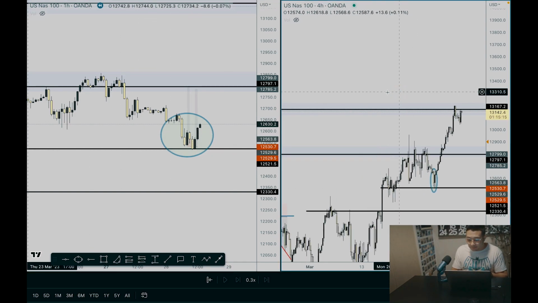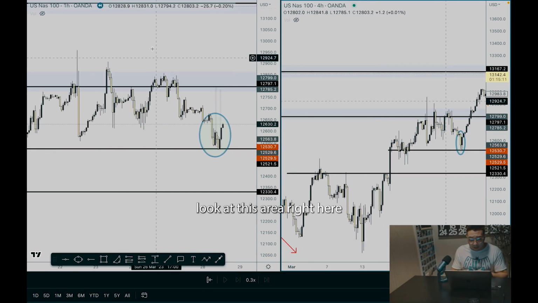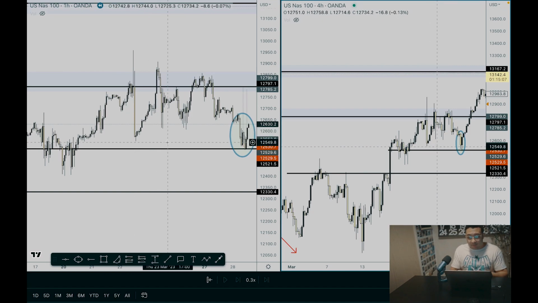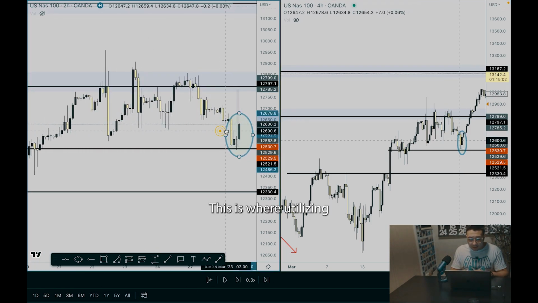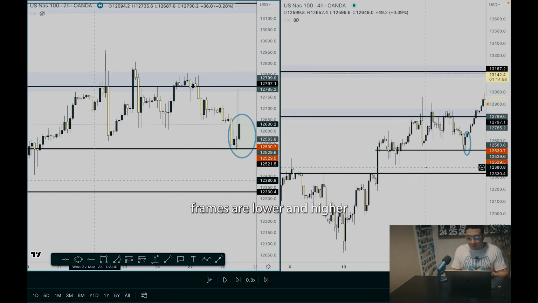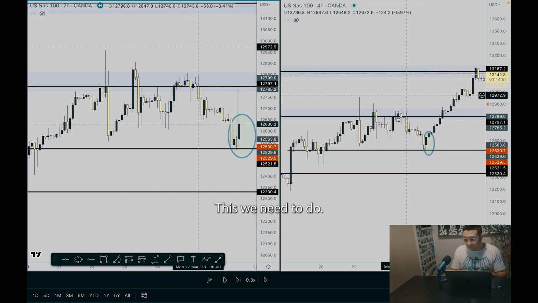All right, so now let's try to find a sell setup, and we're going to actually look at this area right here, in this area of supply. So let's go down to the 2 hour. We understand this. This is where utilizing both time frames, lower and higher time frames, comes in handy. This is what you need to do.